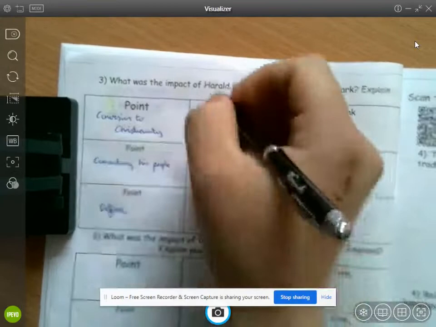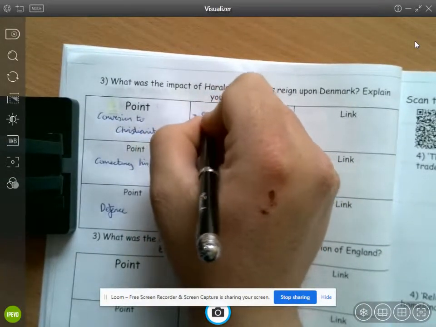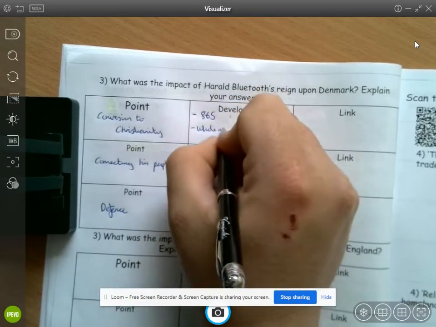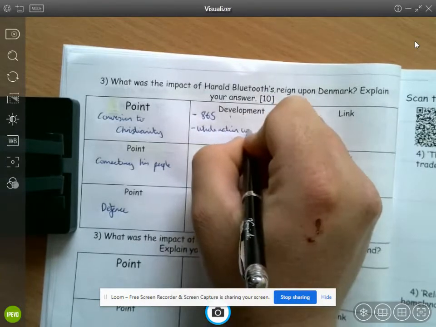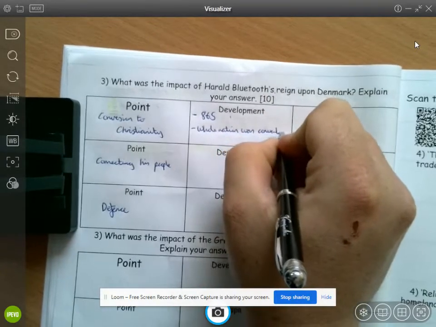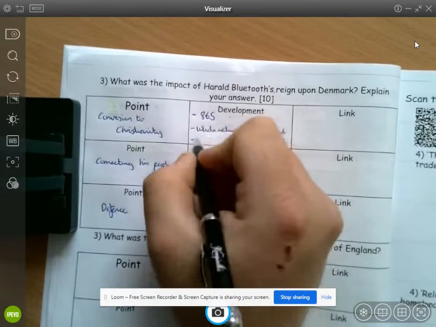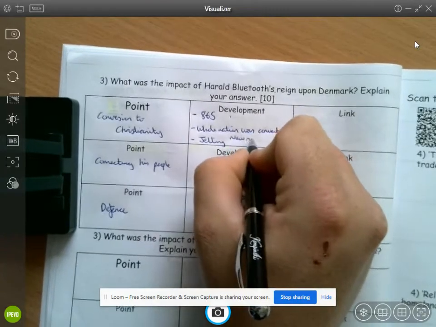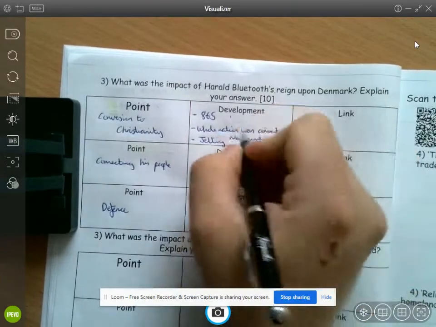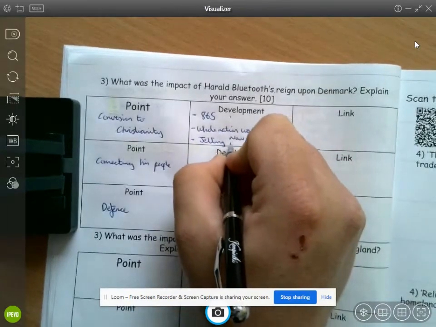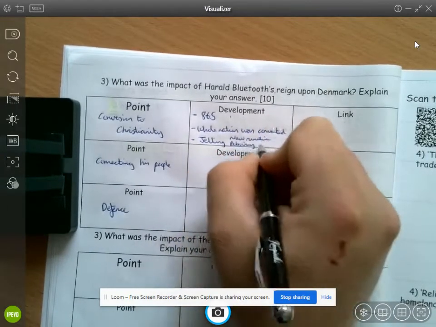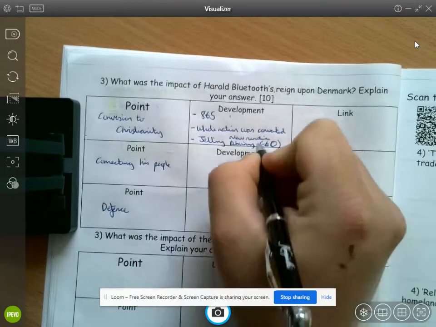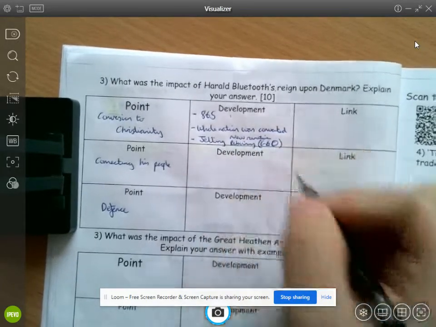So we'll start with the conversion to Christianity. We know the conversion to Christianity happened in 865. The whole nation was converted. We could also talk about Jelling, the new runestone, and reburying his father, Gorm the Old. Put GTO, Gorm the Old, as well.